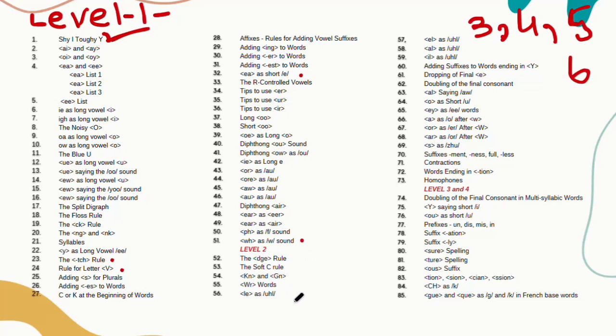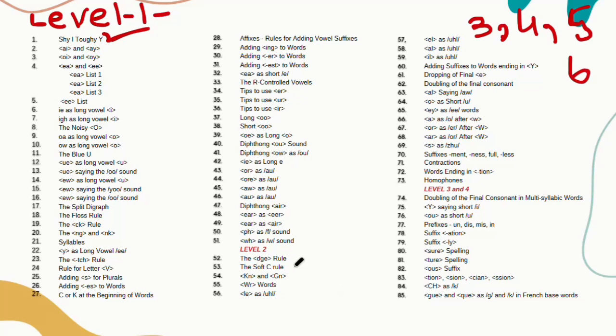Then we have level 2. Again, if you are customizing a course, you can teach the floss rule, ck rule, tch rule, and dge rule one after the other. Why? Because they all depend on short vowels. So this is the sequence for students who are new to spelling patterns. But if your kids are third, fourth, and fifth graders, you can mix up the rules. Having said that, the logical sequence should be there.